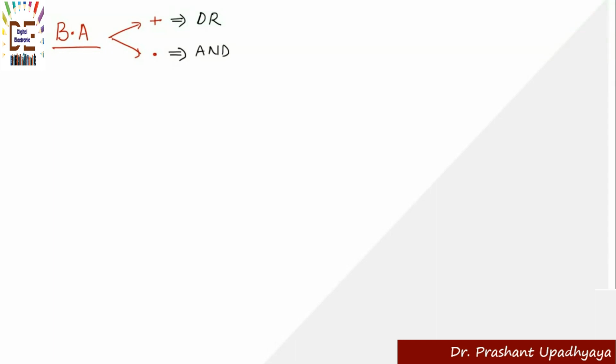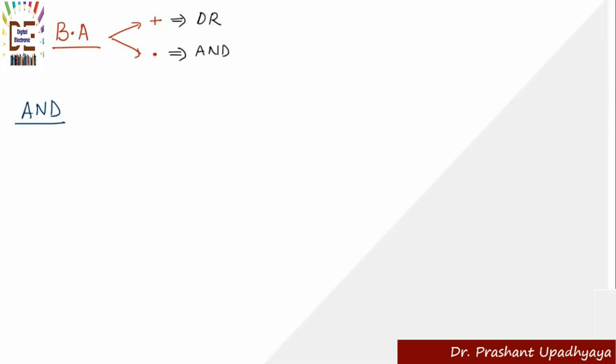So let's take an example. Suppose I have to perform an AND operation. Again, I'm not saying AND gate, I'm not saying OR gate. I'm only saying OR operation and AND operation. OR means addition and AND means multiplication. We are not talking about the gate.